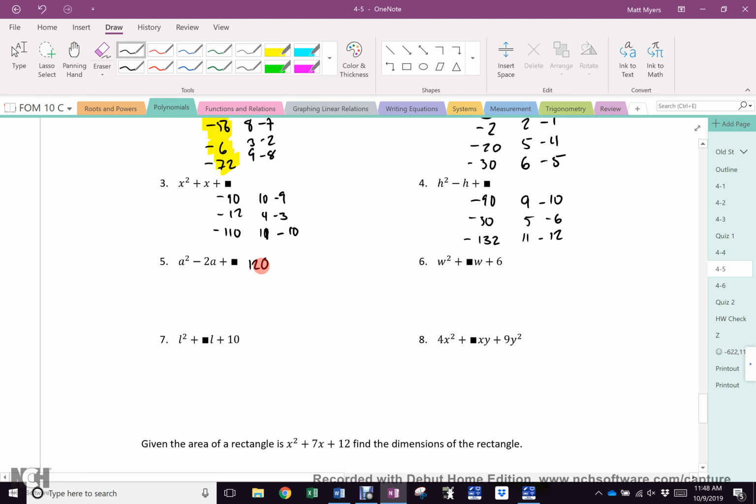Can it be positive 120? Yes or no? No, has to be negative. Why? I'm multiplying two negatives, right? And since this has to be negative, I have to have different signs, don't I? Okay, so why will 120 work? Because negative 120 works. Why?